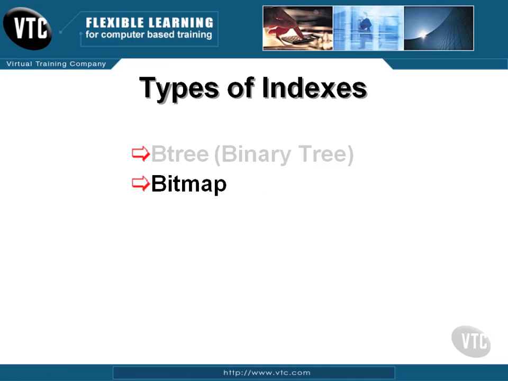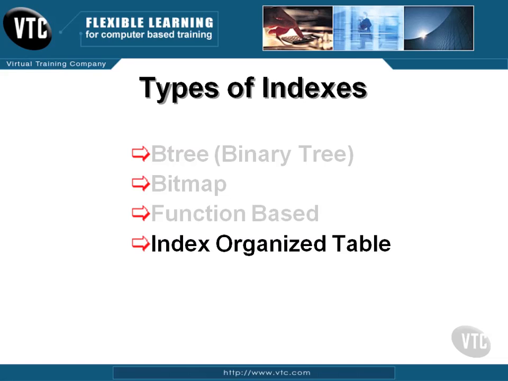The next one is a bitmap. A bitmap literally builds a bitmap for data values to reference data values. In other words, a map of zeros and ones. Again, we'll look in the details later in this chapter. A function-based index is actually a special type of B-tree index where it's built out of the result of an applied expression. Again, later. An index organized table is actually a table that is built in the structure of a binary tree index.